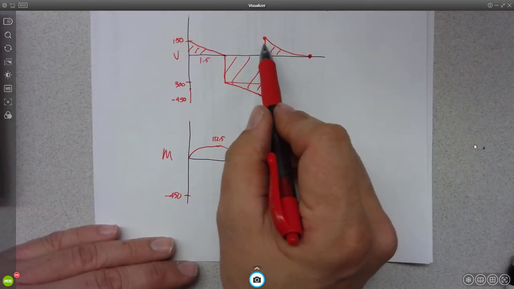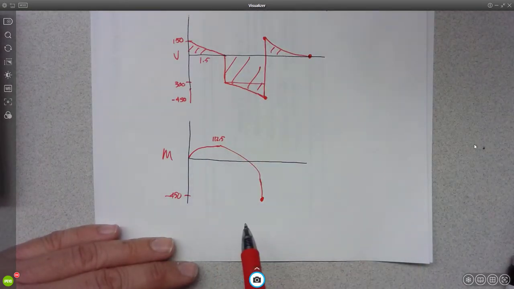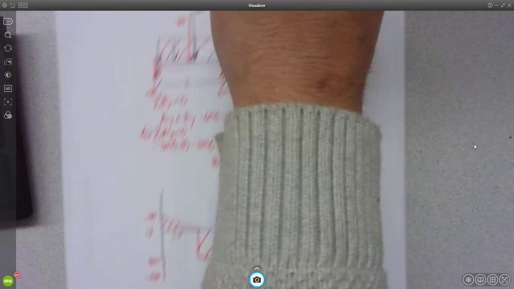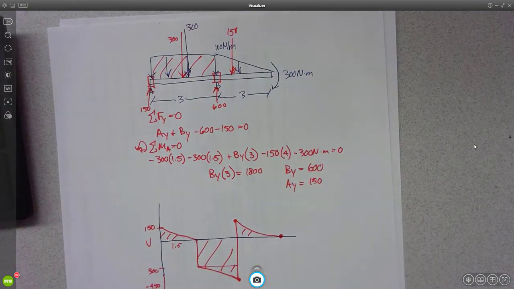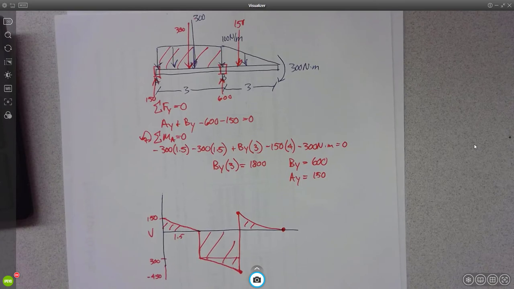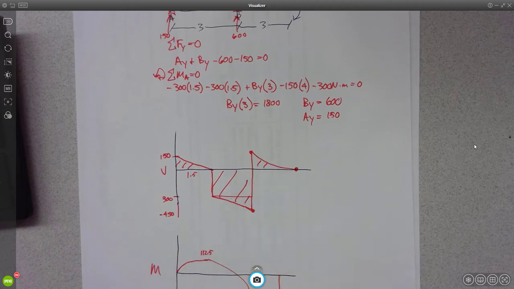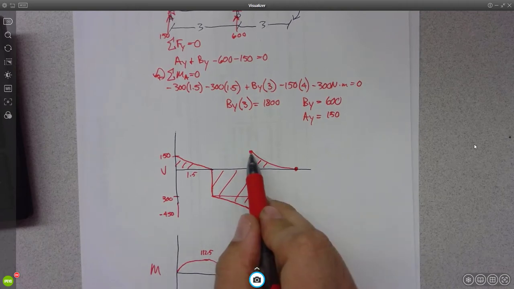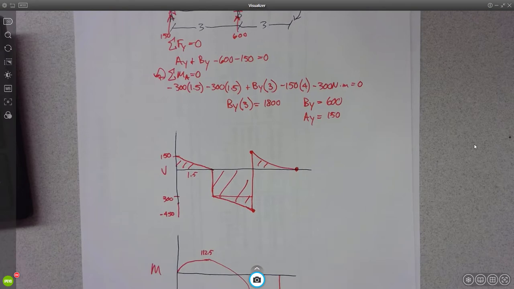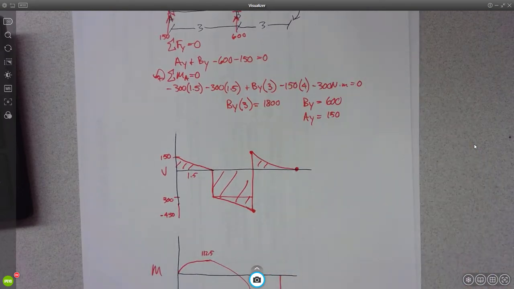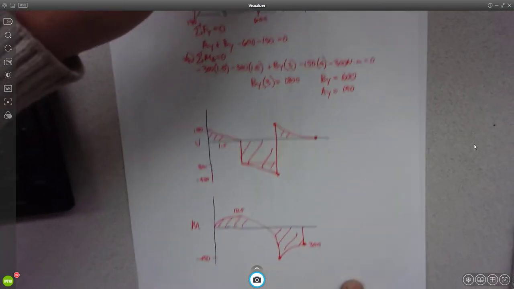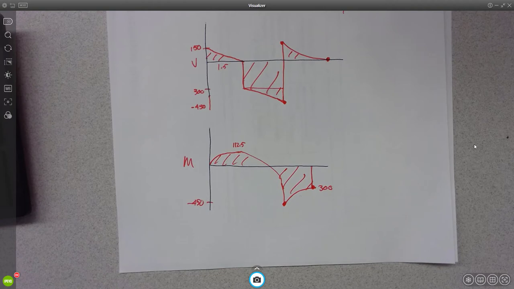Then I need to find the area underneath this guy. Well, that's kind of going to suck. But I know that if I go back to here, I have a jump up of 300 at the end. And wouldn't you know it, you can actually find that this is a positive slope, decreasingly positive. It looks like that. It goes to 300 right there. That's negative 450. And you have your shear moment diagram. Okay?